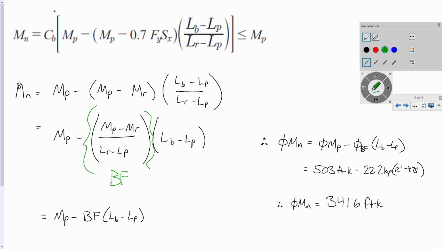And what did we get when we looked at the graph? About 343, 344. That was just eyeballing it. Everybody see where I got those values from the phi MN expression and how I did this derivation? They don't include the equation in the spec, but remember that the linear line is just the MP minus the beam factor times that difference. Everybody good?